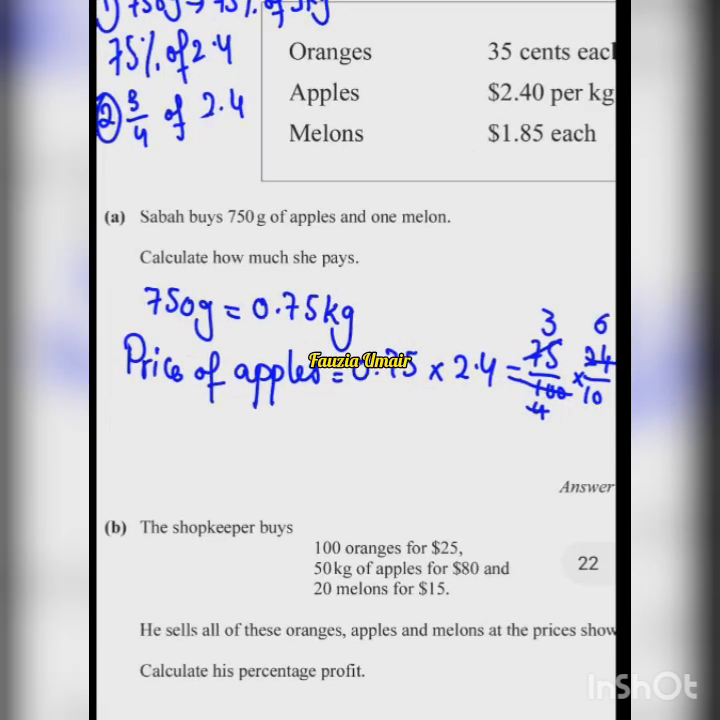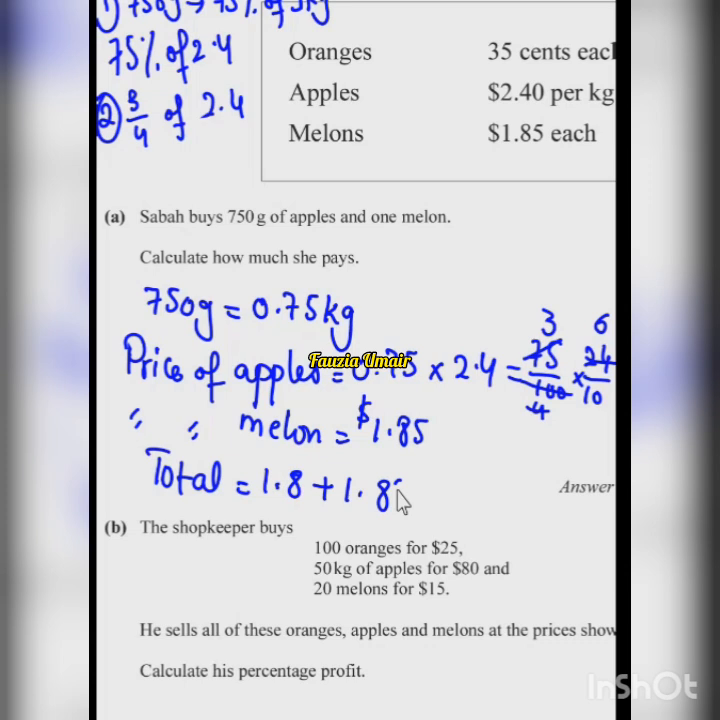Now the price of melon is written already in the table. The price of melon is $1.85. So how much is the total amount she needs to pay? Total would be 1.8 plus 1.85. Can anyone tell me the answer? 3.65. Excellent. So the rule is decimal under the decimal. This is your answer.